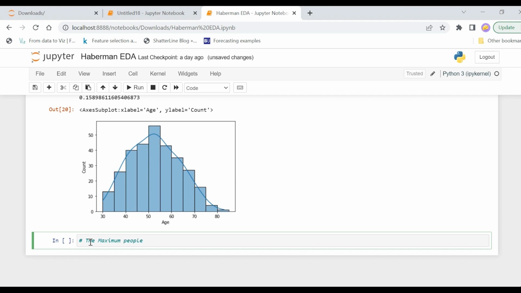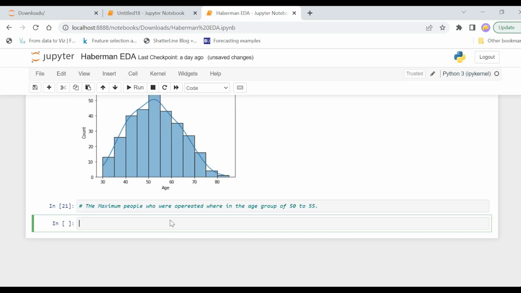people who were operated were in the age group of 50 to 55. So you have a fair bit of idea here that the maximum people who were operated were in the age group of 50 to 55.